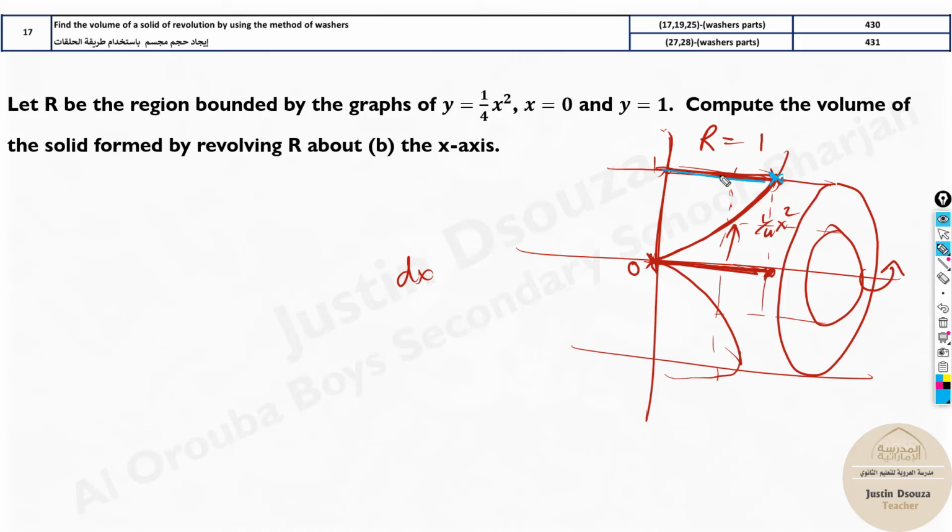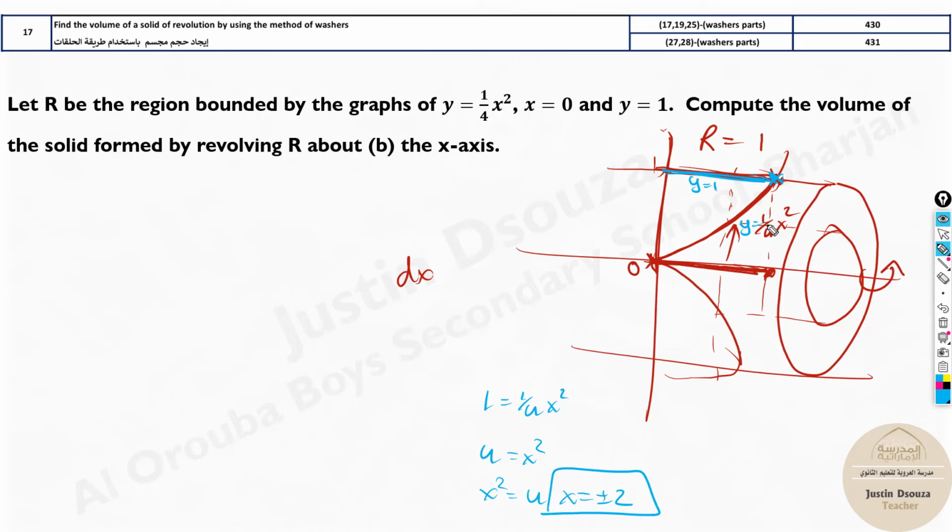How do you find this? We need to equate this. What is the equation over here? Y is equal to 1, and over here we have y is equal to 1/4 x square. Let us solve this up. 1 is equal to 1/4 x square, and if you take this to the other side, it's going to be 4 is equal to x square, or x squared is equal to 4, x is equal to plus or minus 2. So this is what we need to solve for.